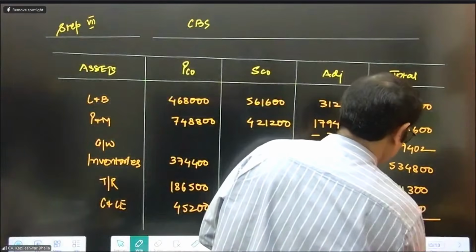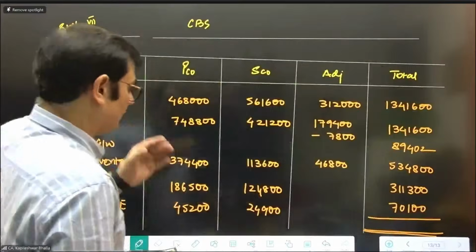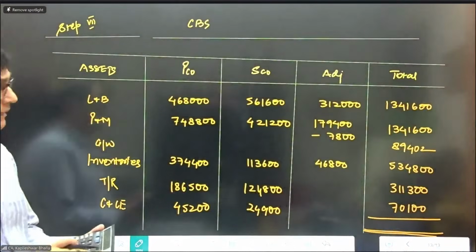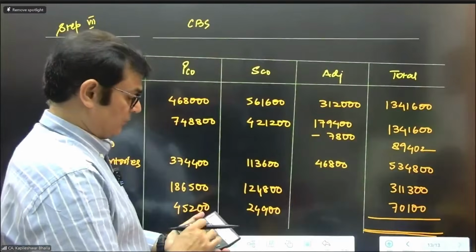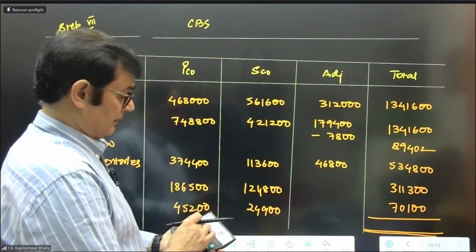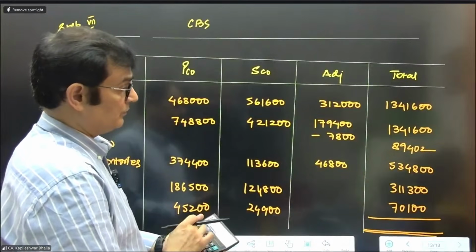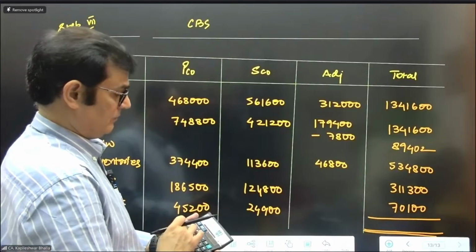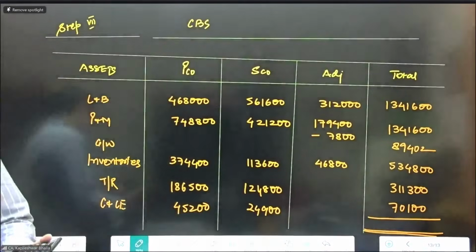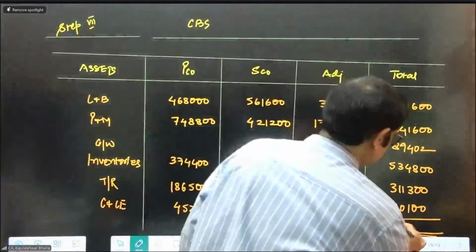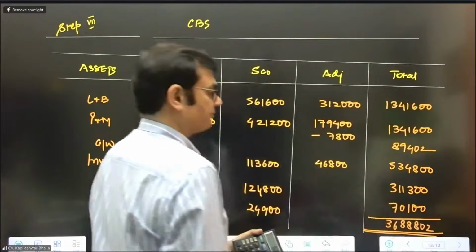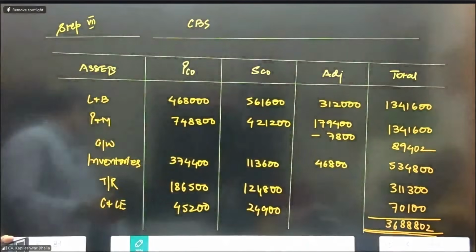And I think that's it on the asset side of the balance sheet. Let's take the sum total of the asset side. Then we'll go to the liability side as well. So 1341,600, 89,402. I think this is coming to 3688,802. So 36,88,802, that is the total on the asset side.